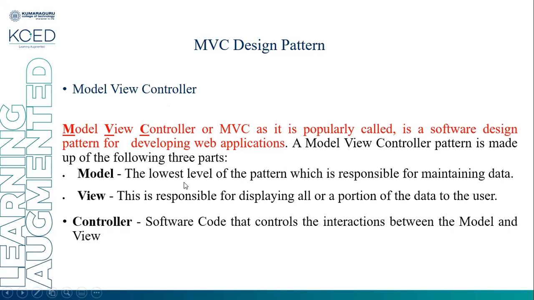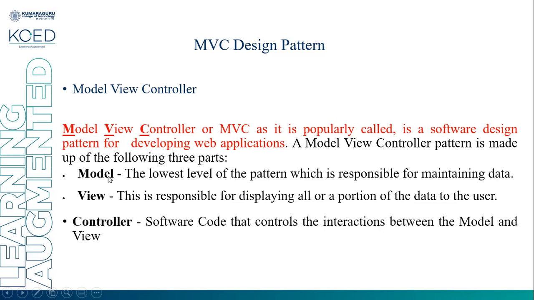Model is the lowest level of the pattern, which is responsible for maintaining the data. View is responsible for displaying all or a portion of the data to the user. What is a controller? Controller is software code that controls the interaction between the model and view. That is the responsibility of the controller.